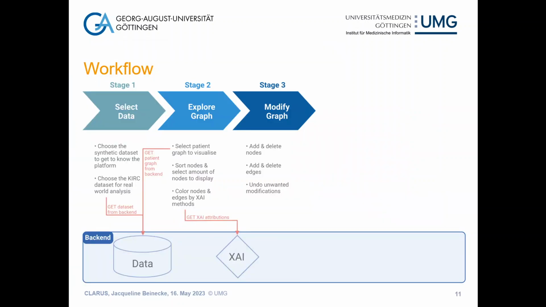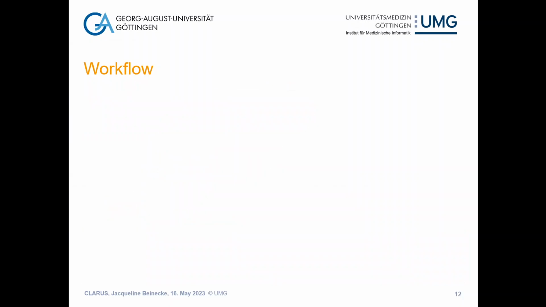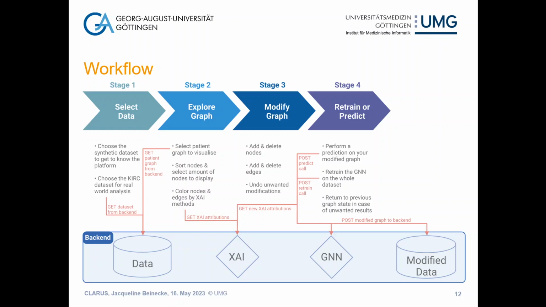After looking at the graph and the explanations, maybe you're thinking, okay, is this node really the most important, or is there maybe an important interaction or an important edge missing? Then you can add or delete nodes and edges and also undo everything if you accidentally added or deleted something. Afterwards, which is one of our main contributions, you can retrain or predict the graph neural network. If you updated just one graph, you can do a reprediction and see if the prediction confidence drops, or if the predicted label changes if I remove the most important node. If you changed more than one graph, you could also retrain the whole model and see if the model performs significantly worse or better based on your changes.